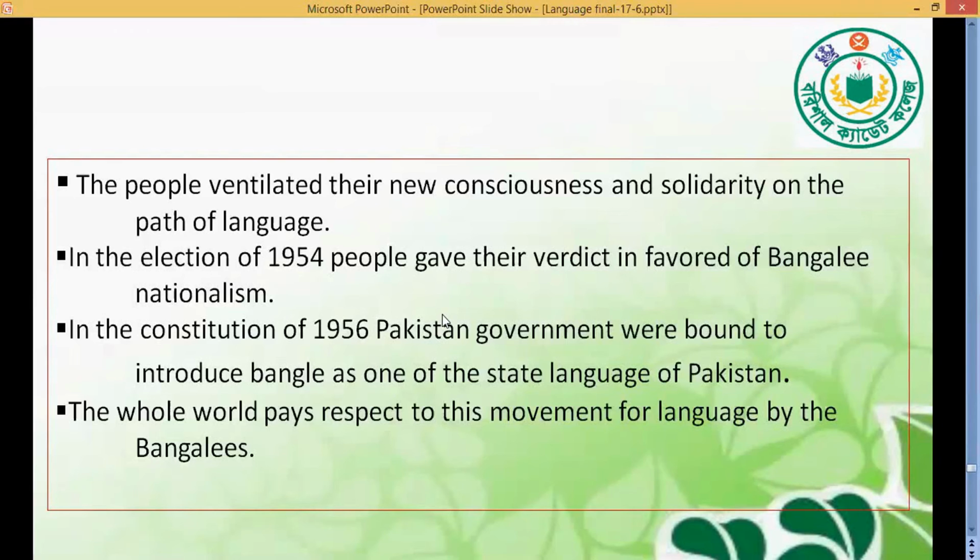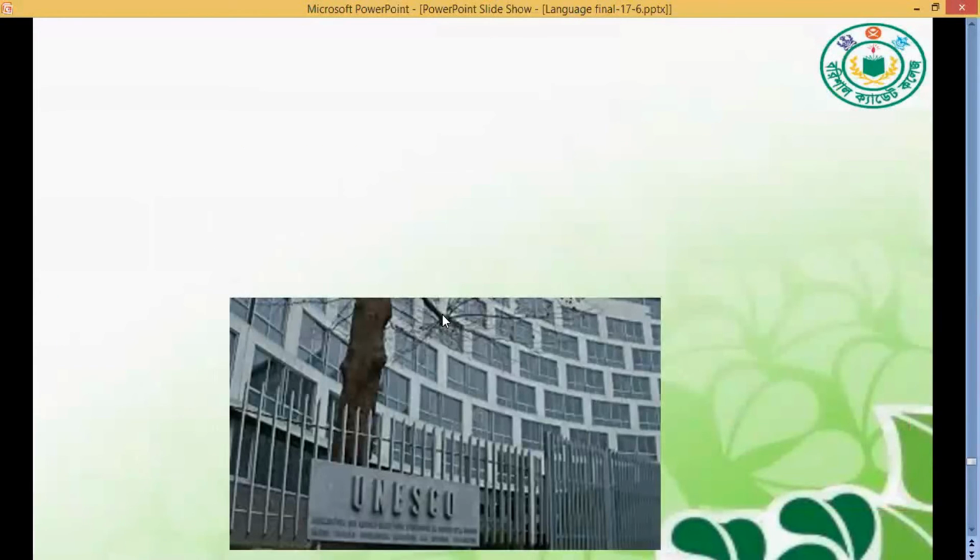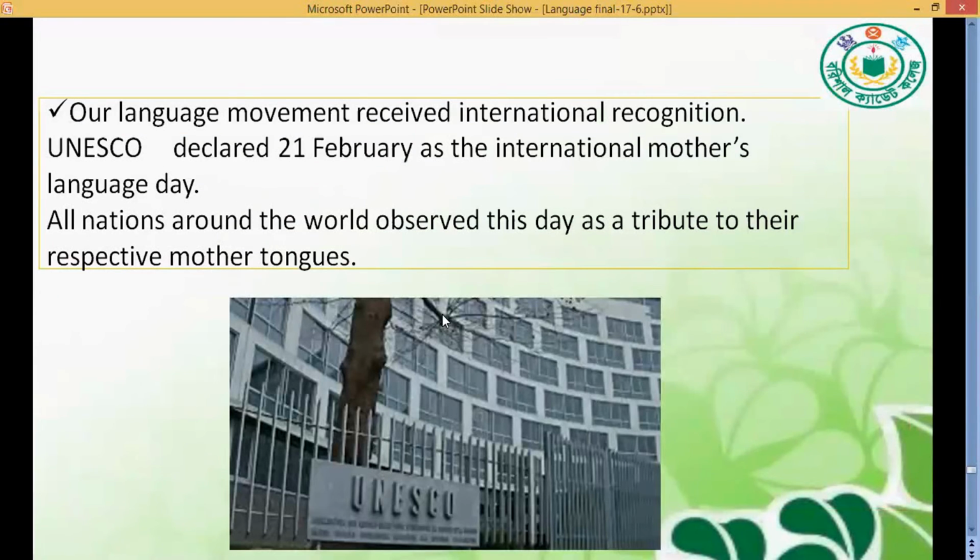The whole world pays respect to this movement for language by the Bengalis. Our language movement received international recognition. UNESCO declared 21st February as the International Mother Language Day. All nations around the world observe this day as a tribute to their respective mother tongues.